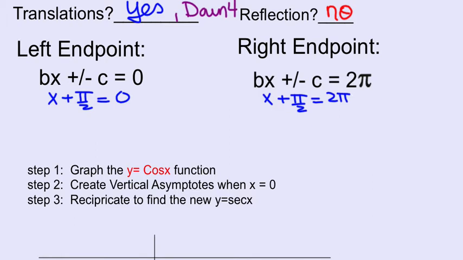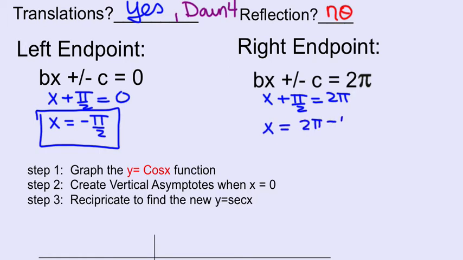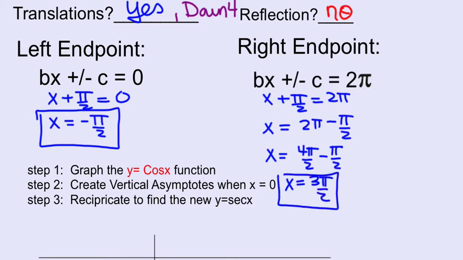All right, so we're going to go ahead and subtract pi over 2 from both sides. So this will be my starting point, my left endpoint. Come over here and subtract pi over 2 from 2 pi, so we're solving it for x. I need to change this to a like denominator, so I'm going to change this to 4 pi over 2. 4 pi over 2 minus pi over 2 is 3 pi over 2. So then there is our right endpoint.